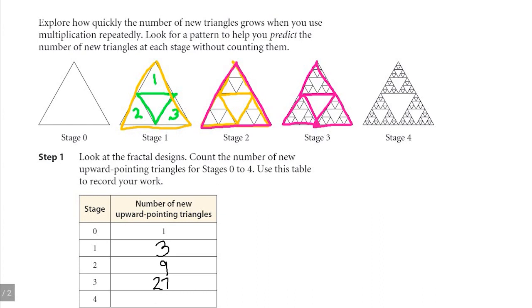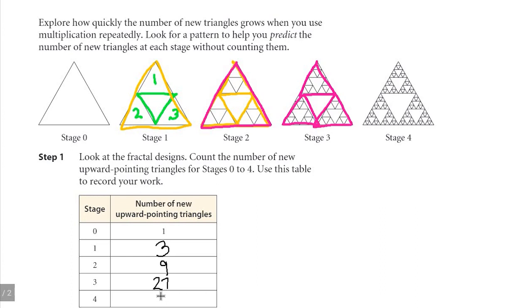So are we seeing the pattern here? When we go from stage 0 to stage 1, we go from 1 to 3. And then we go 3 to 9, 9 to 27. What are we doing to these numbers to go from stage to stage? So think about that. Yeah, so what we're doing is we're multiplying by 3 each time.